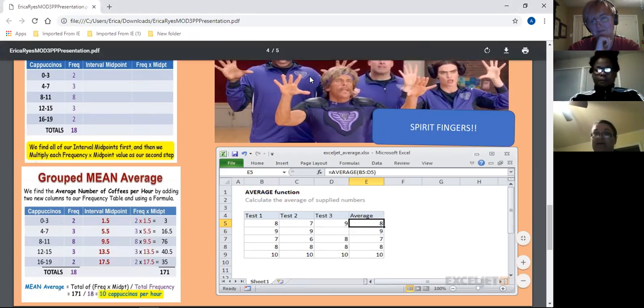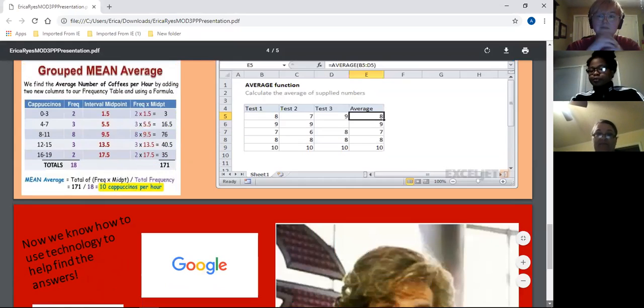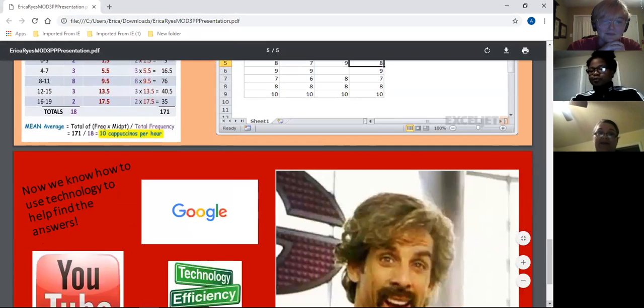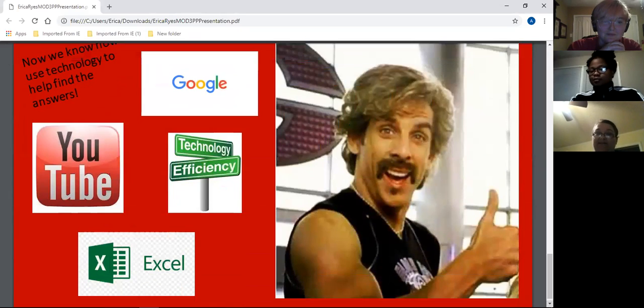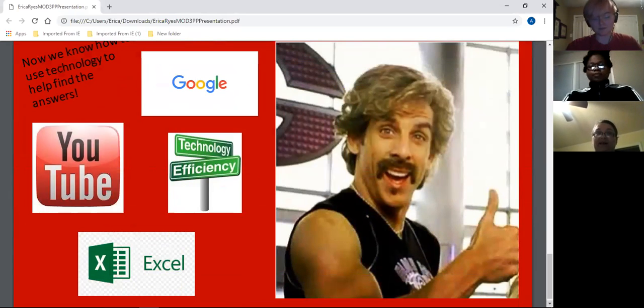And so Wyatt Goodman and his team is up here saying spirit fingers. So now we know how to use technology to help find the answers, and Wyatt's all happy now. We can use Google, which I have. I have used YouTube and Excel to learn about this and how to find the average with group data. Now I'm going to hand this over to Xander, who will finish it up and talk about weighted grades.